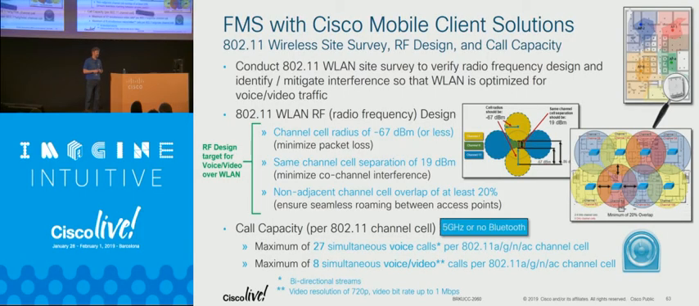And then lastly, what about call capacity? Obviously, finite amount of bandwidth within your wireless network, and as a result of that, you need to be cognizant of how many actual voice or video calls can I get over a particular channel cell or over an SSID. Best case scenario, and these are best case scenarios, you could have a maximum of 27 simultaneous voice calls on a 5 gigahertz channel, or a maximum of 8 simultaneous video calls on an 802.11 5 gigahertz channel.